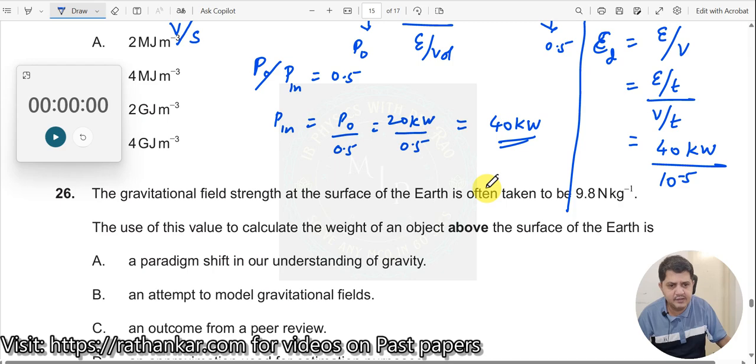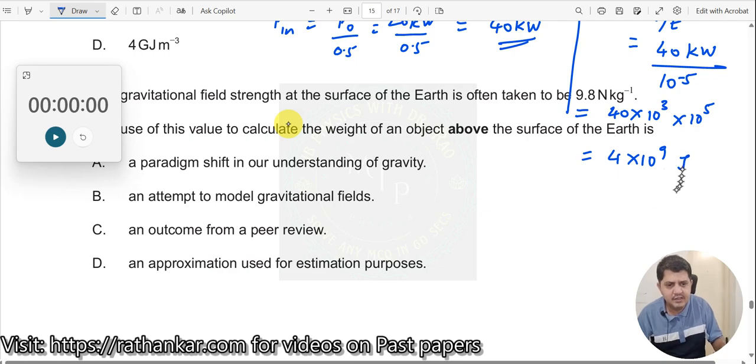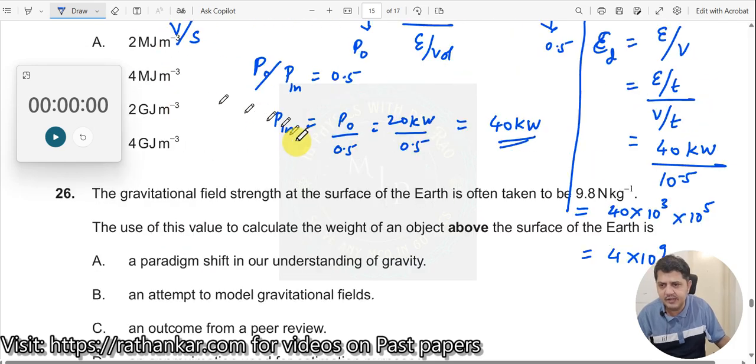When I do this, what should I get? I will get the answer here as 40 kilo is 10 cube, 10 power minus 5 goes upwards as 10 power plus 5. This should be 4 into 10 to the power of 9 energy density. Okay, 4 into 10 power 9 joules per meter cube.